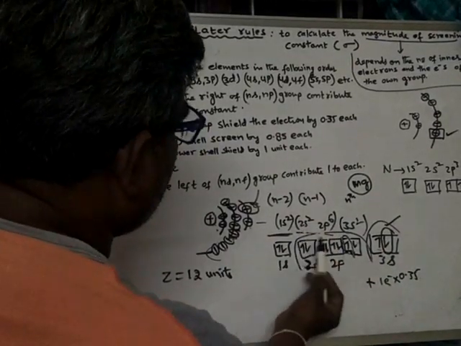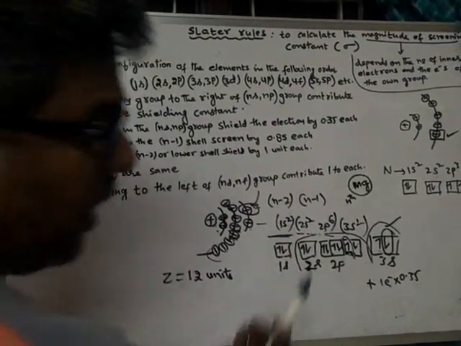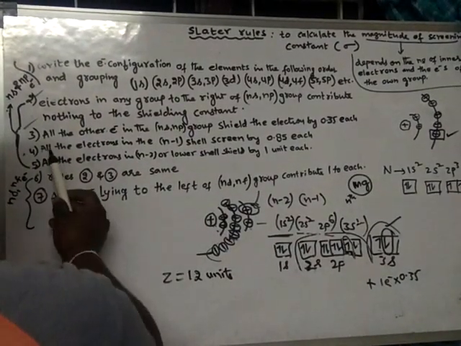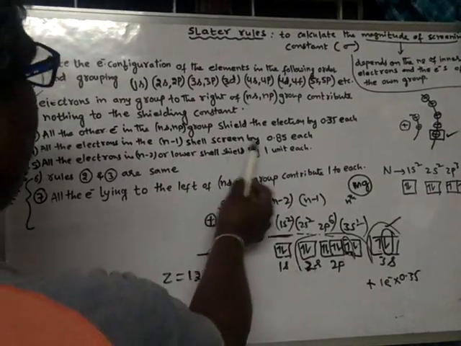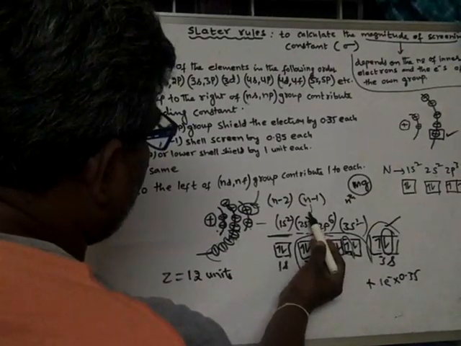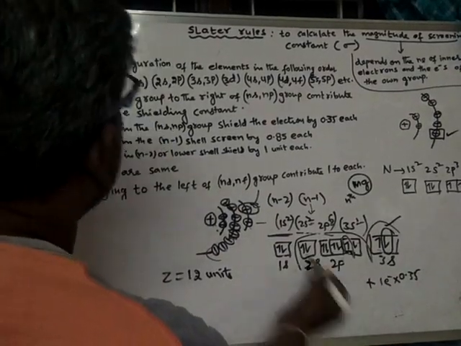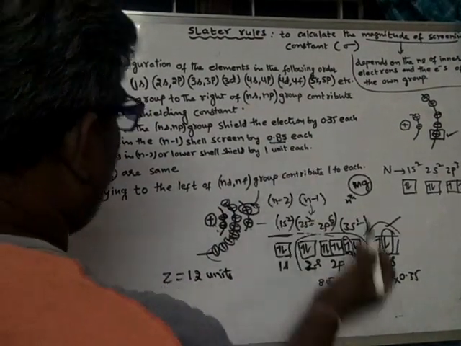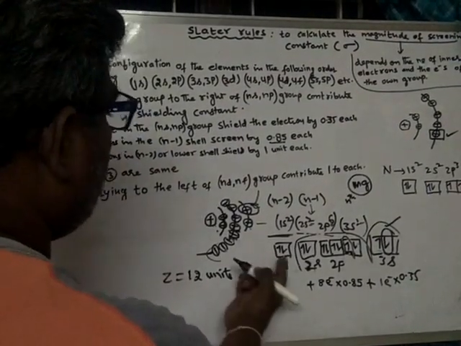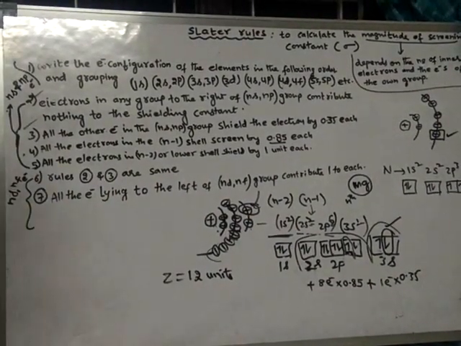now these 8 electrons will become the inner electrons, the n-1 shell, and even the n-2 shell will become inner electrons. According to the fourth rule, all the electrons in the n-1 shell screen by 0.85 each. How many electrons are there in the n-1 shell? There are 8 electrons, 2 plus 6. So 8 electrons, 0.85 each. And some more electrons are there, in n-2. So now the fifth rule is applicable here.